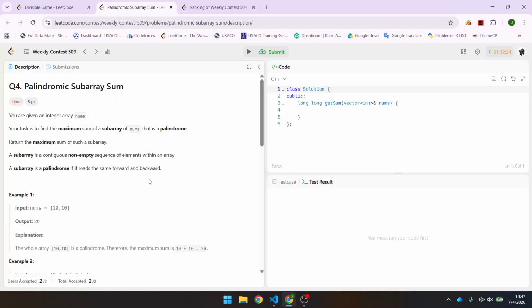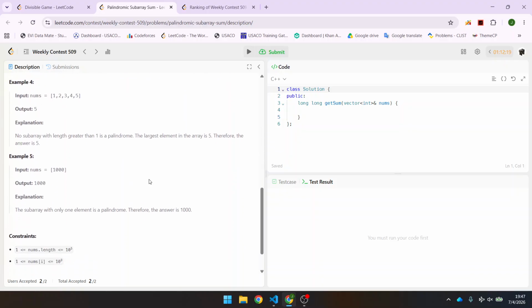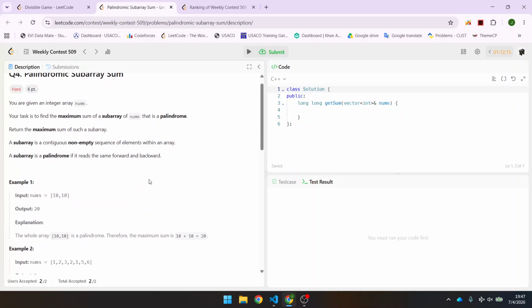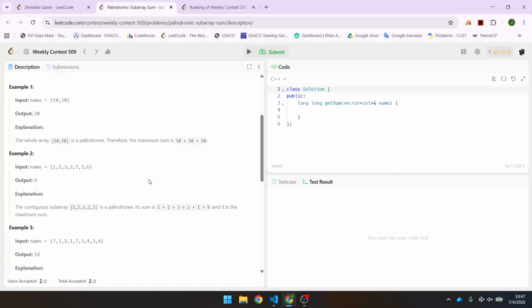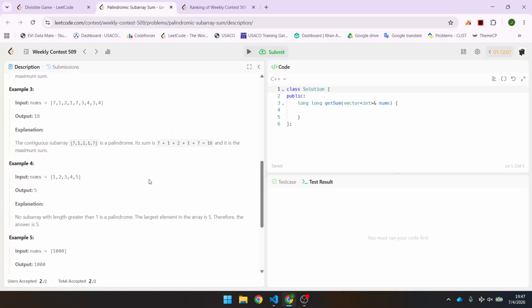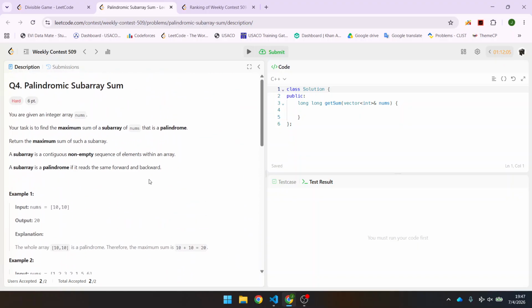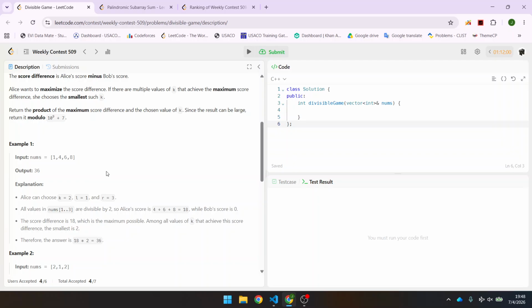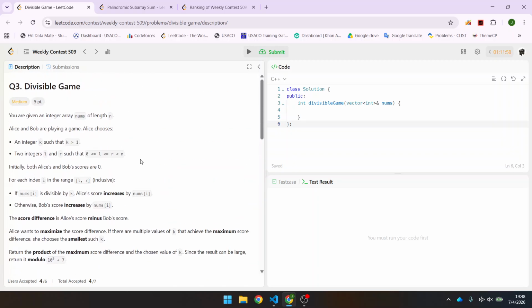Maximum sum of separated nums as a palindrome. Palindrome. Okay. Given an integer array nums of length n, Alice and Bob are playing a game. Alice chooses an integer k, so that k is greater than 1.